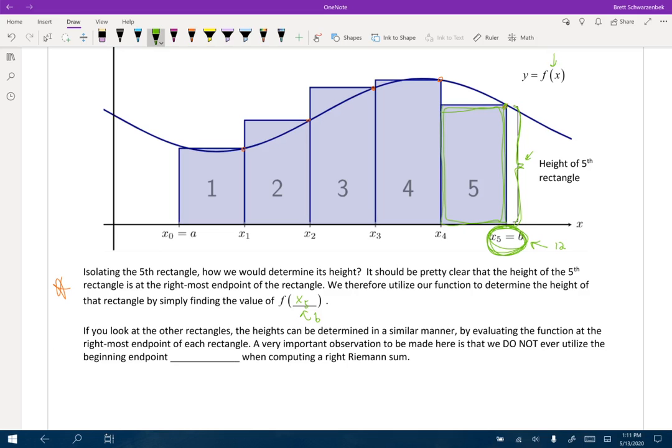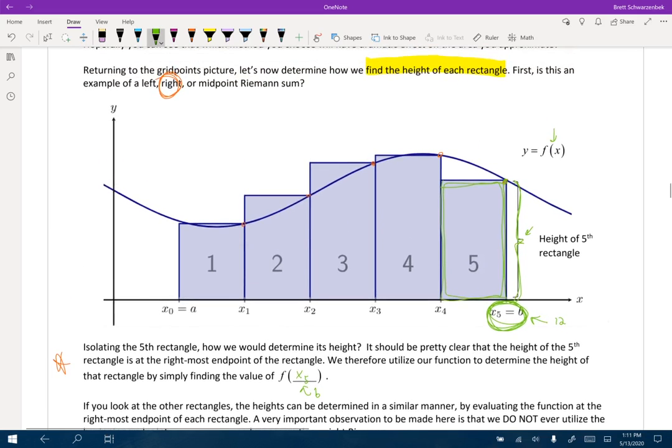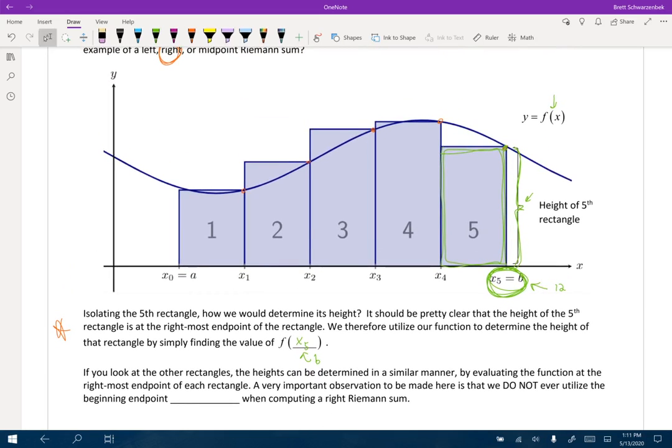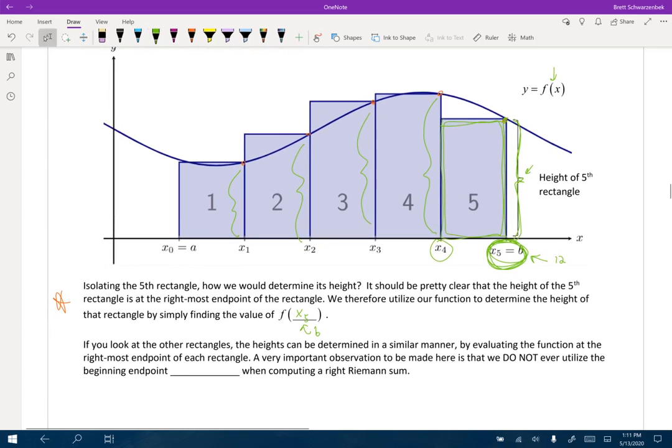In a right Riemann sum, we would find the height of the rectangle by plugging in the rightmost endpoint. But isn't that the case for all the other rectangles? What if we want to find the height of the fourth rectangle? Wouldn't that be just plugging x sub 4 into f of x? What about here? Plug x sub 3 into f of x. Here, plug x sub 2. What about the last rectangle? Plug x sub 1 into f of x. And we're going to get all those heights of those rectangles.